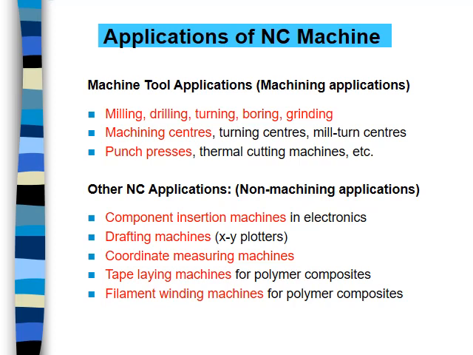NC machines have a lot of applications, not only machining applications but also non-machining applications. The machining applications of NC machines include milling, drilling, turning, boring, grinding, and machining centers, turning centers, mill-turn centers, punch presses, thermal cutting machines, etc. Other than machining applications, it also has some non-machining applications like drafting machines, component insertion machines, coordinate measuring machines, tape laying machines, and filament winding machines for polymer composites.